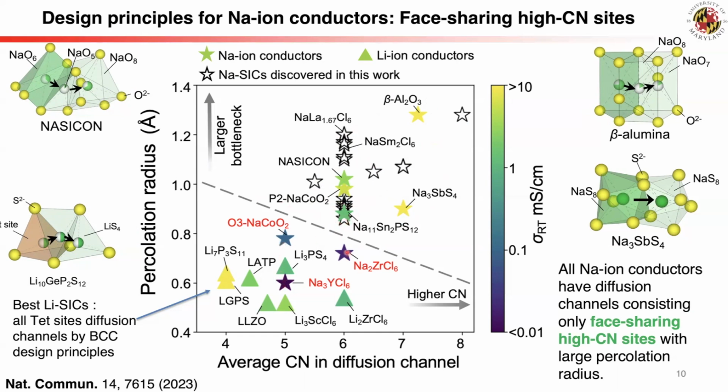Some other examples of sodium conductors, such as sodium zirconium chloride, have an HCP structure, but because of the small bottleneck given by the 3 chlorine ions, they have lower conductivity. Similarly, these 2 FCC anion frameworks have an average coordination number of 5 in the diffusion channel, because they average 6 and 4. They also have lower conductivity. All the well-known superionic conductors, such as beta alumina, NASICON, sodium antimony sulfide, and P2, have both a large coordination number and a large bottleneck size. So we really show that all sodium conductors have this feature of face-sharing high coordination sites.